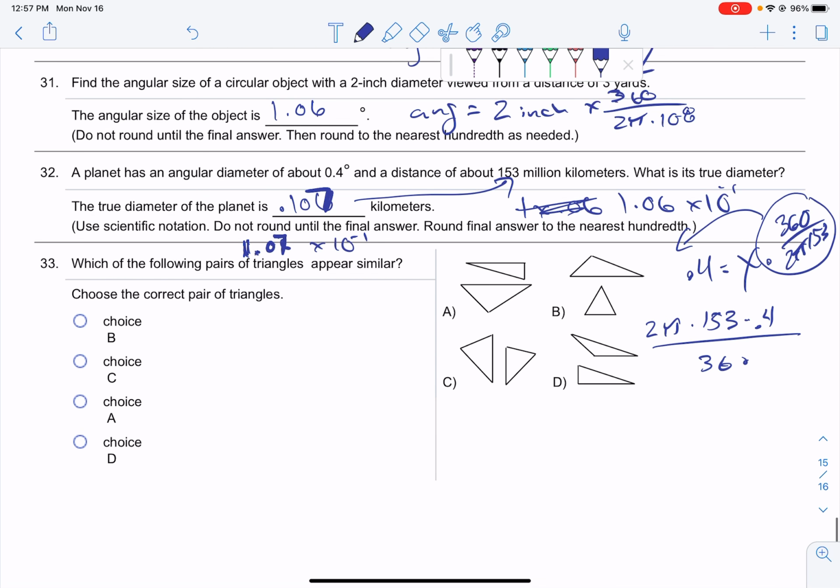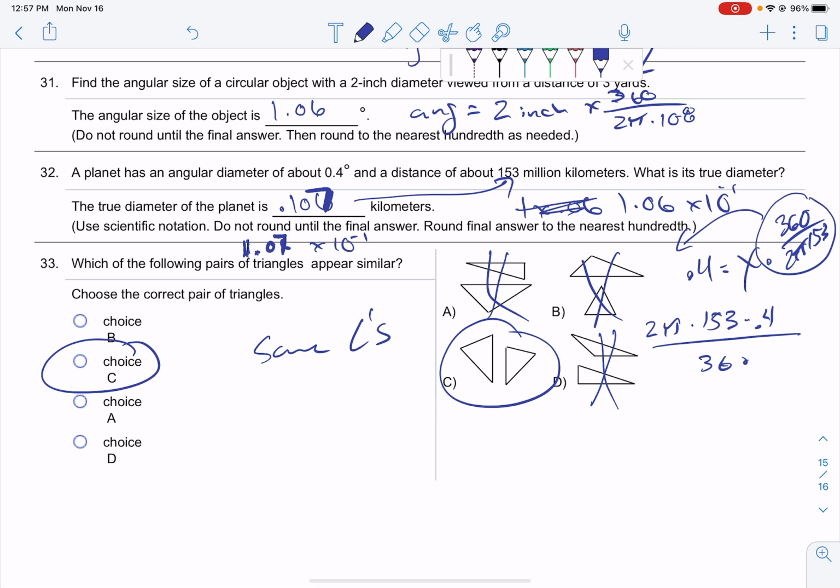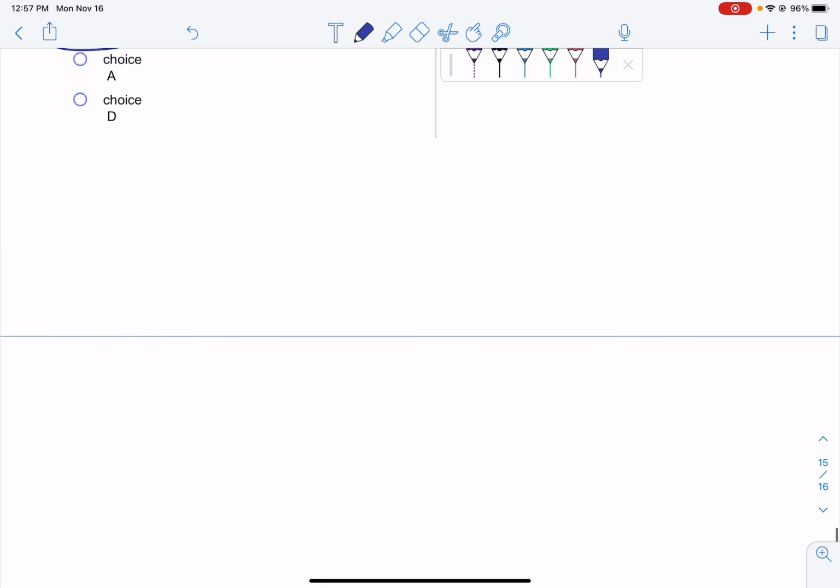And the last question, my favorite. Which of the following pairs is similar? The angles have to be the same, and it has to grow by the same amount. So these two are definitely not the same. The angles are all different. These two, the angles are all different. These two, the angles are all different. These two, the angles are the same. The shape is just a different size. So choice C would be your answer for that one.